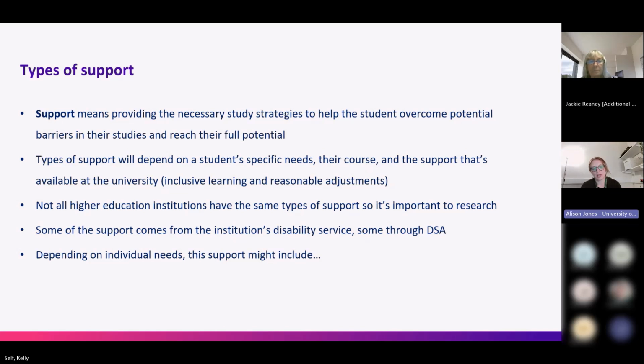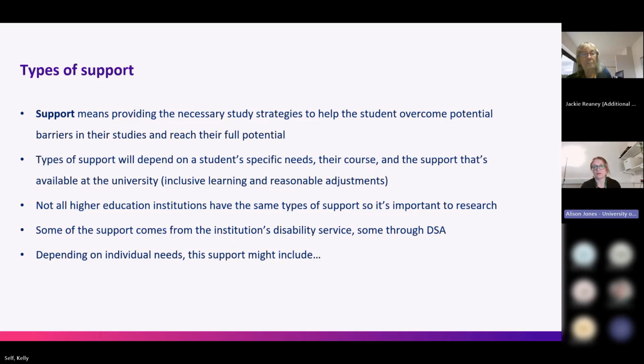In terms of what the support will look like, it does very much depend on a student's specific needs. That's why it's really important that applicants have that contact with the disability service in advance, because we need to work out with the student what their support is going to look like. It might depend on their course. For example, for medical students, there might be some adjustments that we can't make for medical students that we can make for students on other courses. And it also very much depends on the support that's available at the university. So there will be some differences across institutions in terms of the types of support that students have access to.